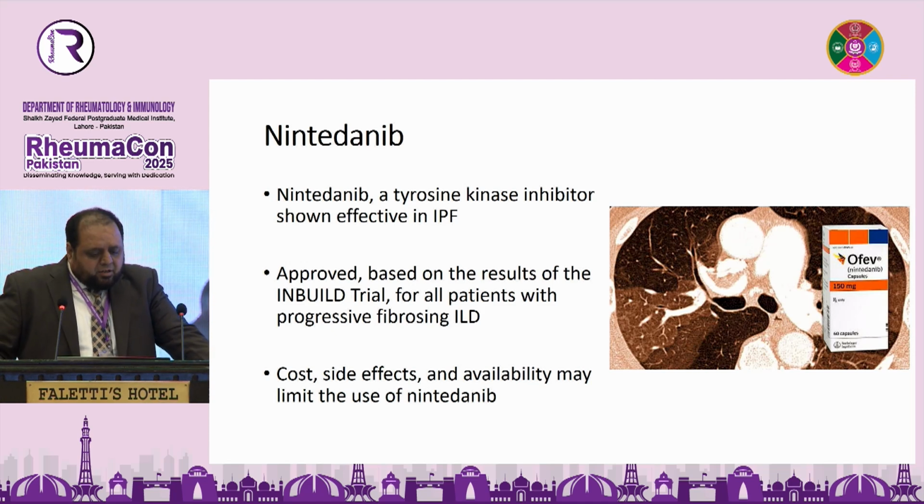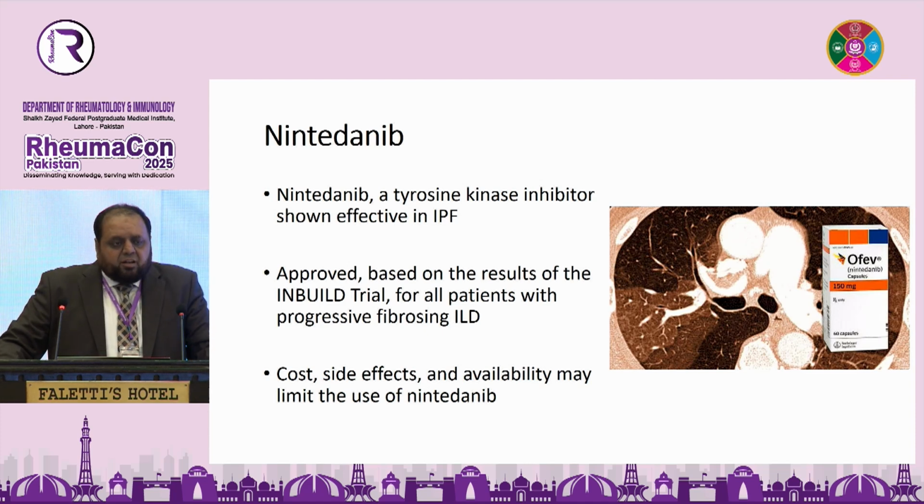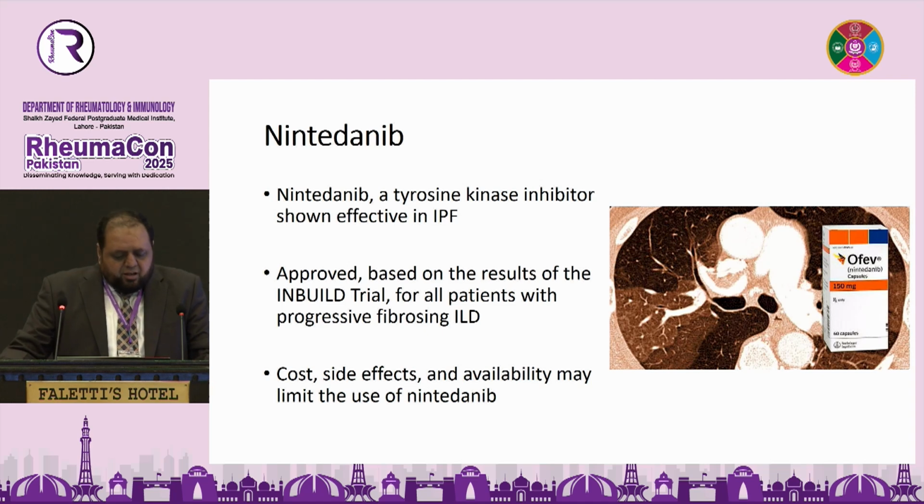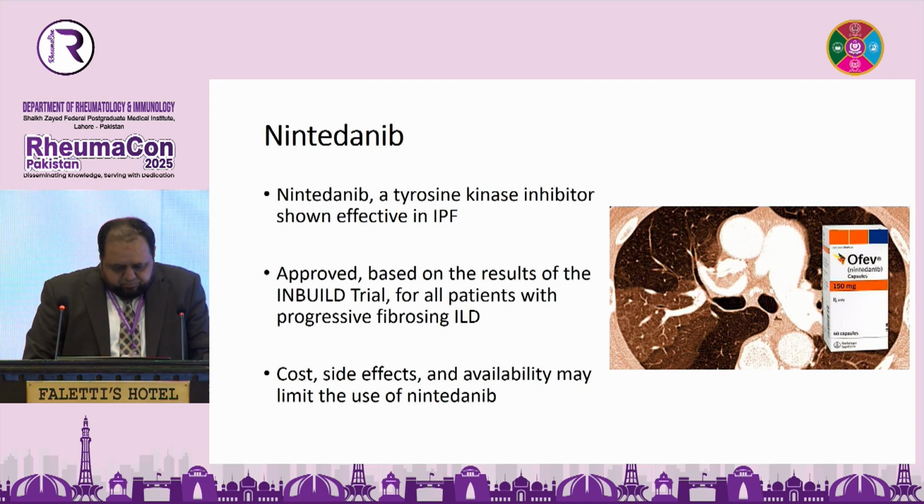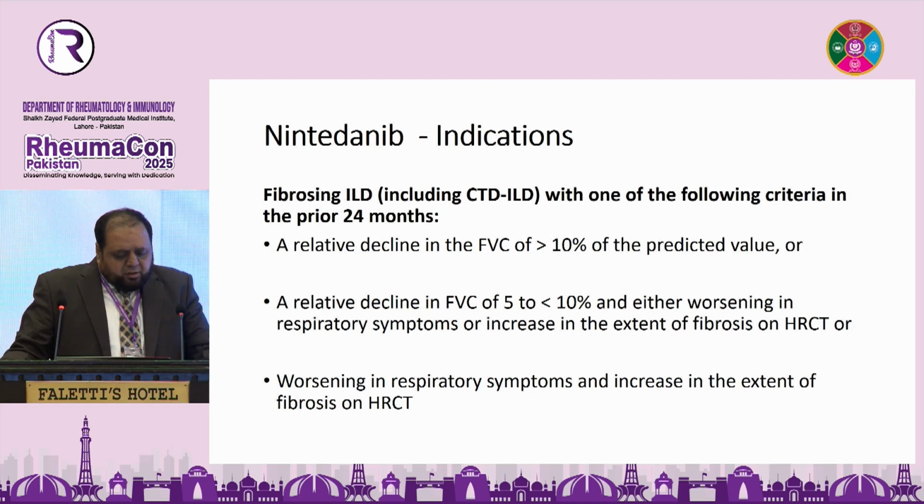Nintedanib is a tyrosine kinase inhibitor which has shown effectiveness against IPF. It is approved by FDA based on results of the INBUILD trial for all patients with progressive fibrosing interstitial lung disease. But the cost, side effects and availability may limit the use of nintedanib. Pakistan में उस तरह freely अभी available नहीं है nintedanib, unfortunately. Indication of nintedanib इसमें मैं थोड़ा बताना चाहूँगा.